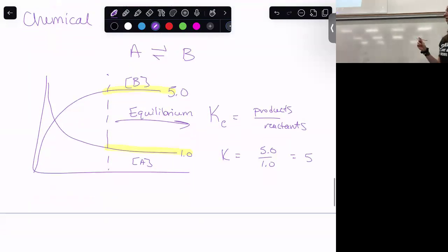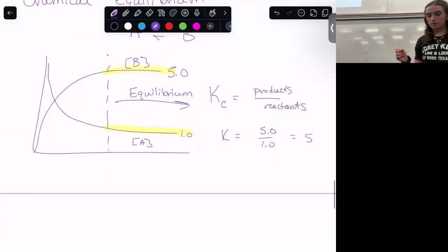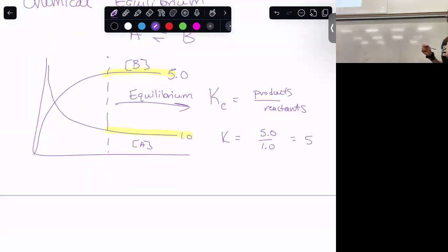Okay, so when we look at this, we said that Kc is in concentration. So whatever you plug into K always has to be a concentration. We'll talk about Kp and a couple of other types of K. There's Ka for acid equilibrium, Kb for base equilibrium, Ksp for insoluble salts. There's a whole bunch of different equilibriums with different notations, but it is always products over reactants.